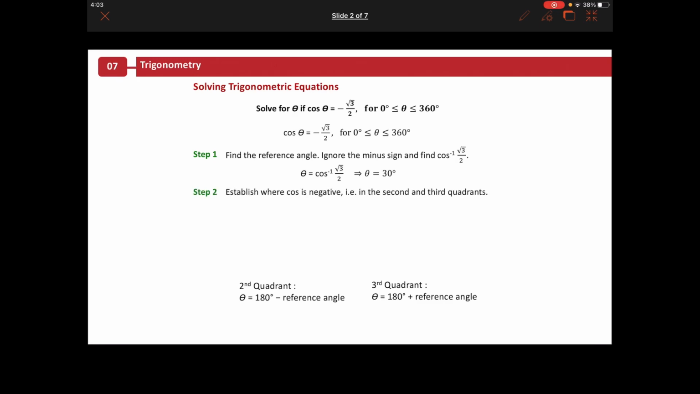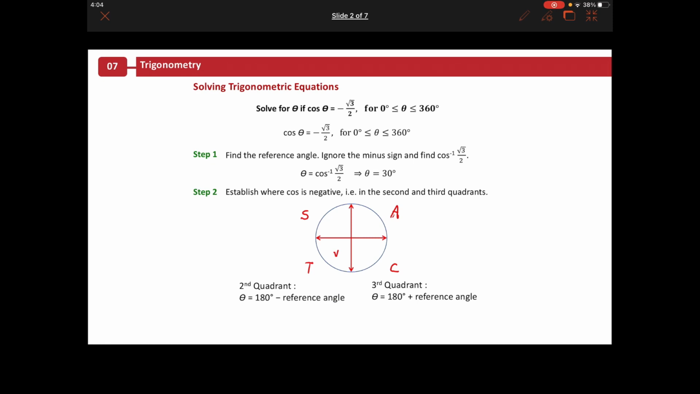In step 2, you need to draw the unit circle and establish where your cos is negative. Okay, so we're going to draw our unit circle here and we're going to establish where we have a minus x coordinate. So what quadrants do we have a minus cos value? So we know to find what values are positive and negative, we use all silly turtles crawl. This tells us that our cos values are negative in our second and in our third quadrant.